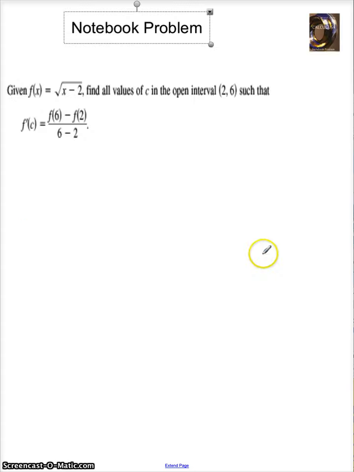Now, your turn. Turn off the tape. Do this problem. When you're done, turn the tape back on because we have another really cool problem.